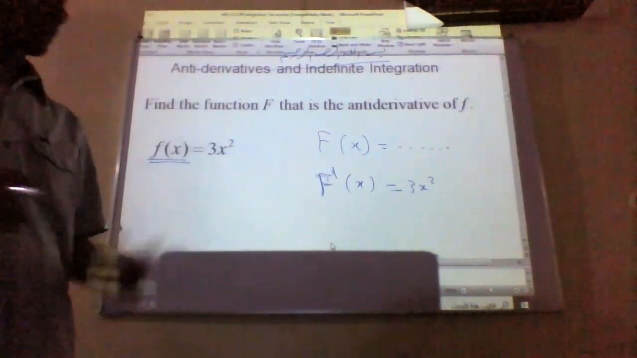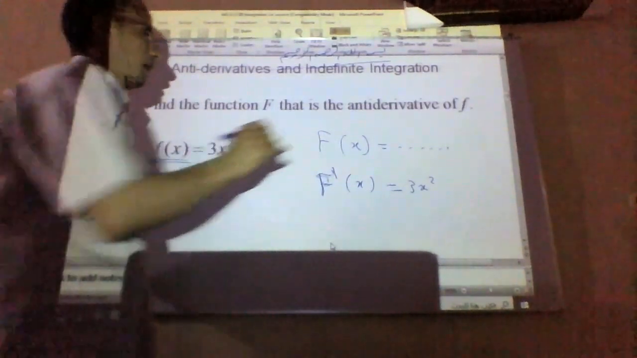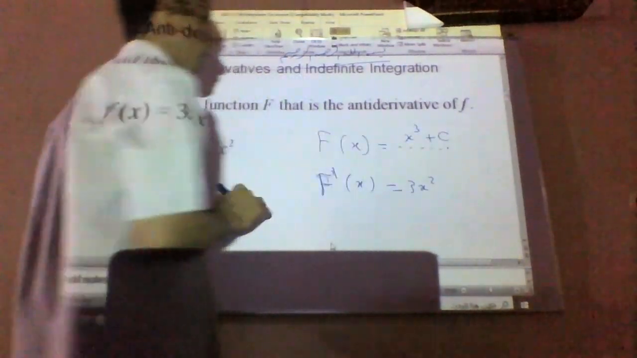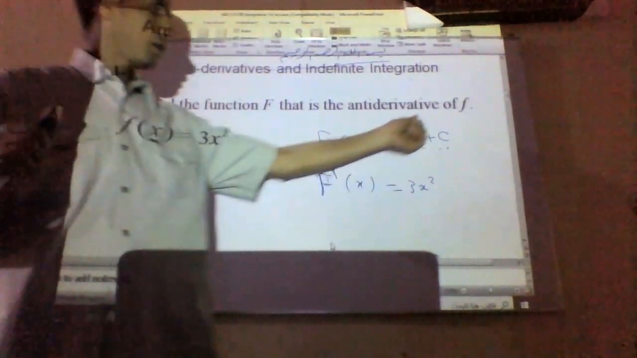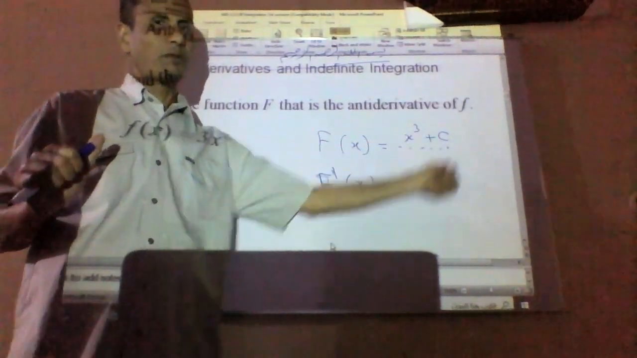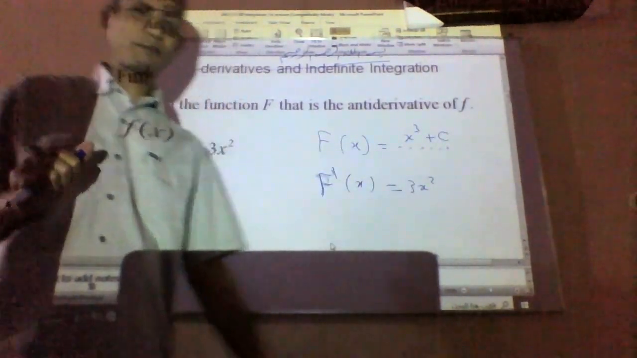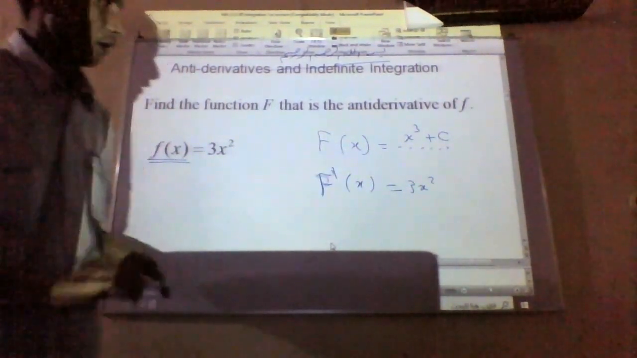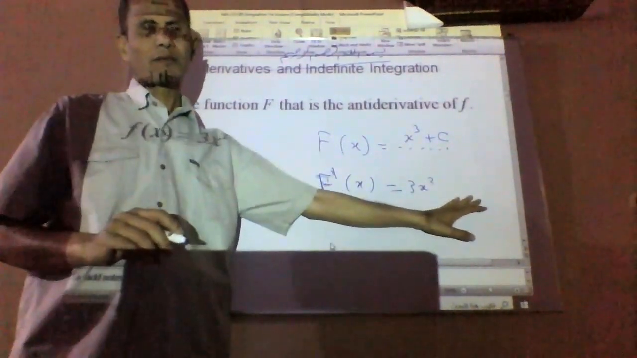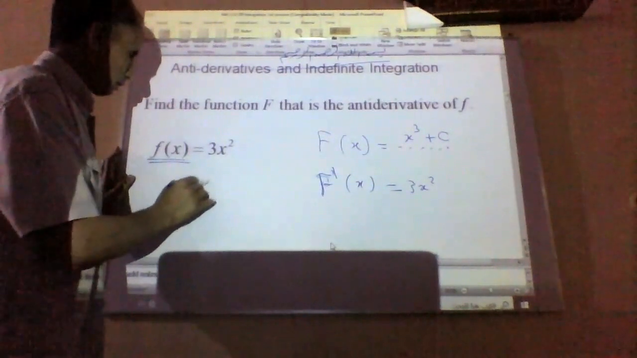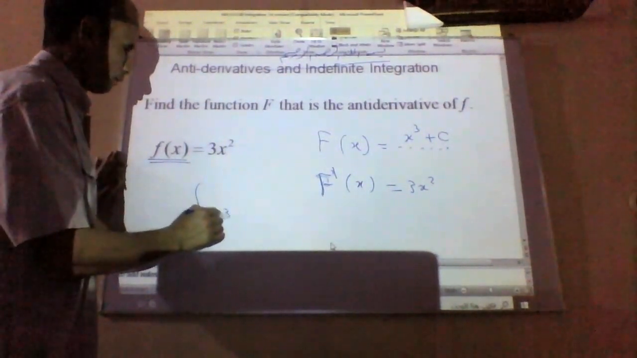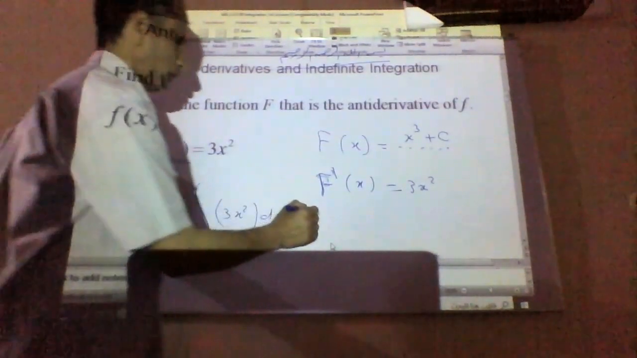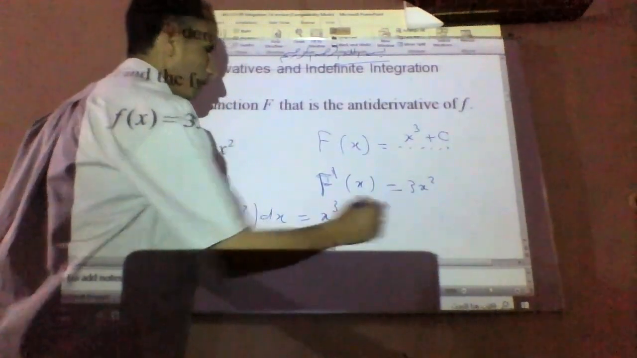Okay, we can guess this function as x cubed plus a constant. If we differentiate x cubed, you will get 3x squared. The first derivative of the constant equals 0. Okay. So we can write the notation of integration like that: the integration of 3x squared with respect to x equals x cubed plus a constant.